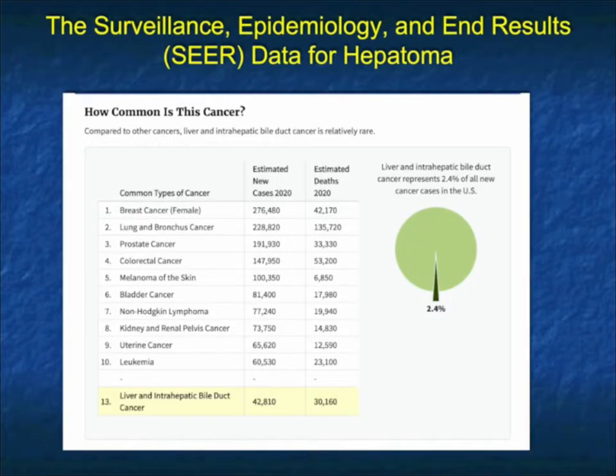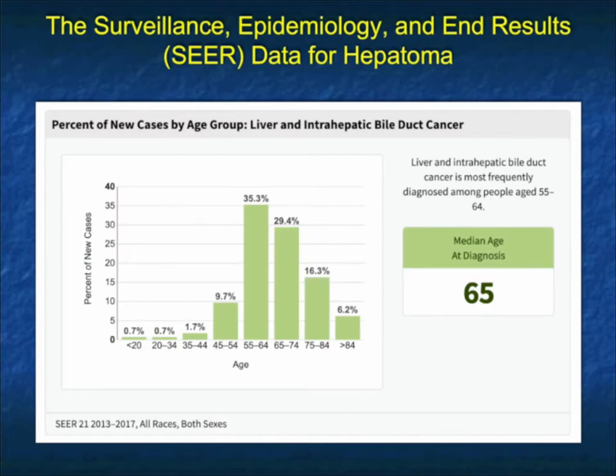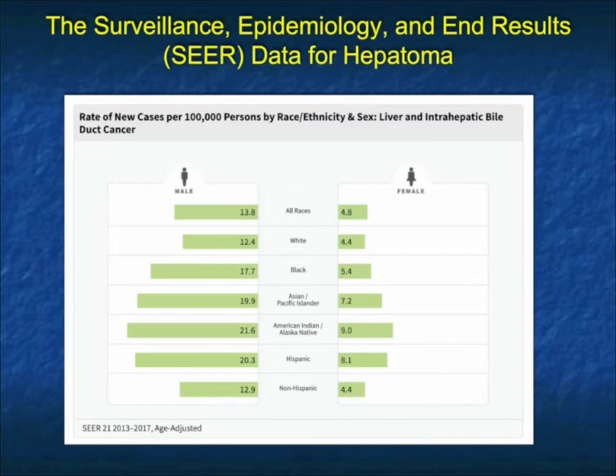So let's look at some of the SEER data. How common is hepatoma? Well, liver and intrahepatic bile duct cancers have 42,000 new cases a year in the United States, 30,000 deaths. It represents about 2.4% of all new cancer cases in the U.S., is the 13th most common cancer. When you look at the age range, you can see the spread. It's an older population with the mean age being 65. It does seem that every tumor we look at, the mean age is 65.